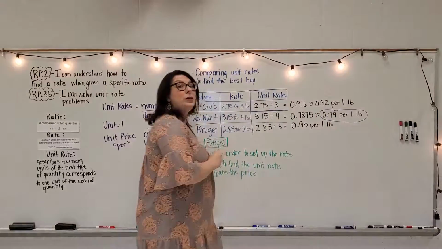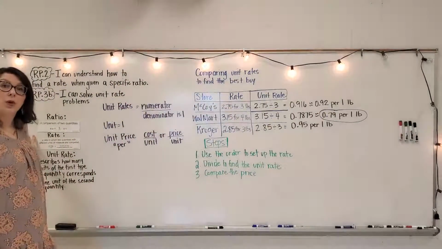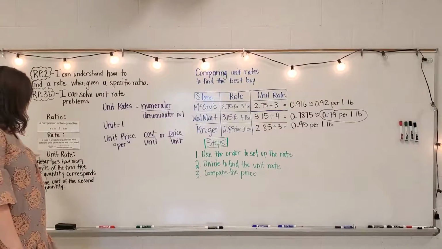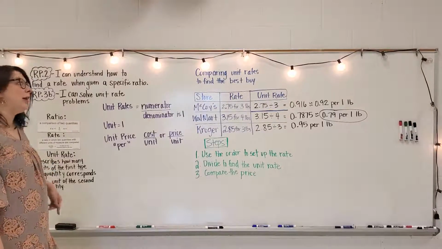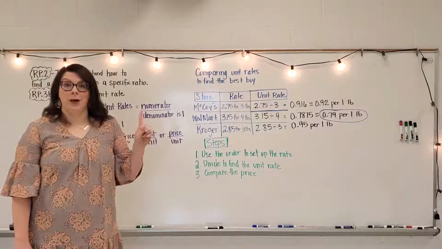So remember that a ratio leads into a rate in comparing two different quantities, and a unit rate gets it down to where the denominator is 1, or per every 1 unit.